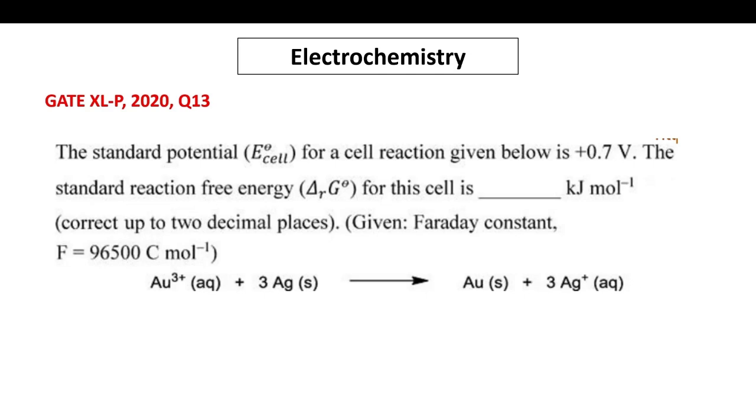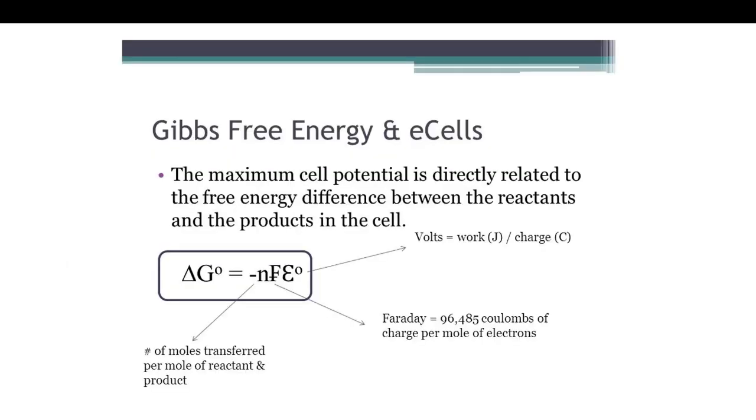They have given the value of Faraday constant, which is 96500 coulomb per mole. And there is this redox reaction which has been given here between the gold and the silver. So here you need to first at least know what a standard potential of a cell is, what an electrochemical gradient is, and what a standard reaction free energy is to solve this question. So now first let us look into some basic concepts of this electrochemistry question.